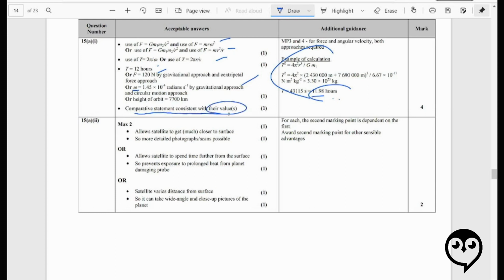Comparative statement consistent with your values. So you can't just do the calculation. You do need to say, hey, therefore, yeah, they were right. It's close to 12 hours.